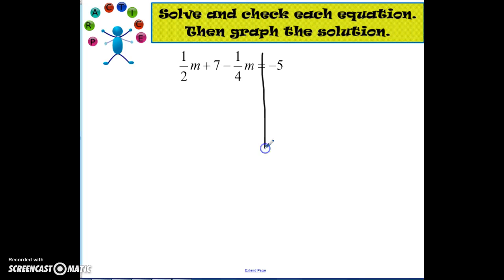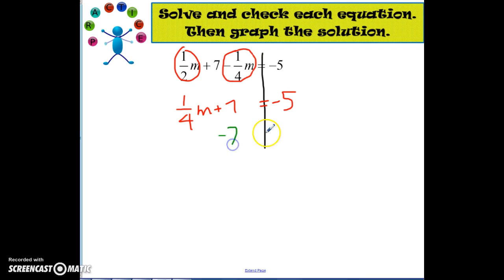Don't let the fractions scare you. Halves and fourths, not a big deal. We're going to combine like terms. Half minus a fourth leaves us with 1/4 m plus 7 equals negative 5.